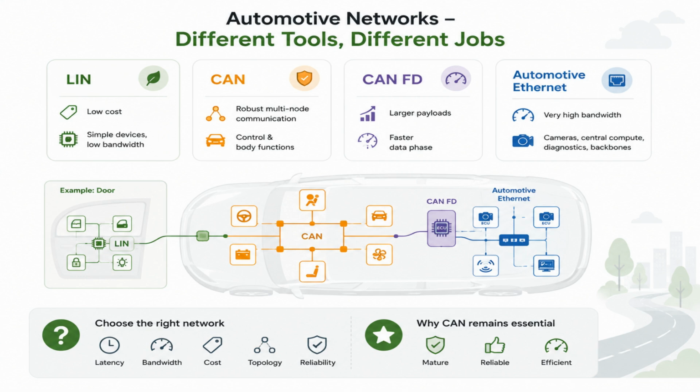These technologies coexist. A modern vehicle can use LIN inside a door, CAN between controllers, and Ethernet between high-performance computers. So the right question is not which network replaces all others. The right question is, what latency, bandwidth, cost, topology, and reliability does this communication path require? CAN remains valuable because it offers a mature, reliable, and efficient solution for a large class of automotive communication.